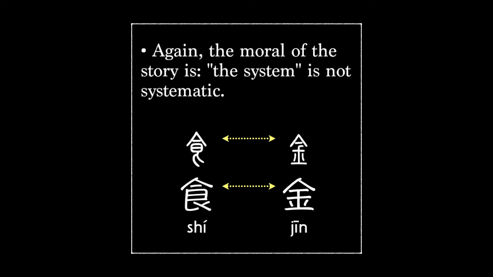So the moral of the story is that the system is not systematic. And here I'm drawing your attention to the fact that both in the older seal script and in a modern handwritten form, there's really no clear hint. If anything, in this case, it's more confusing in seal script. So it's also not a simple case of saying, well, the new methods of writing are bad and the old methods of writing are good.